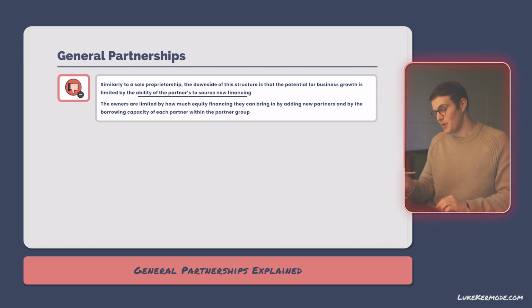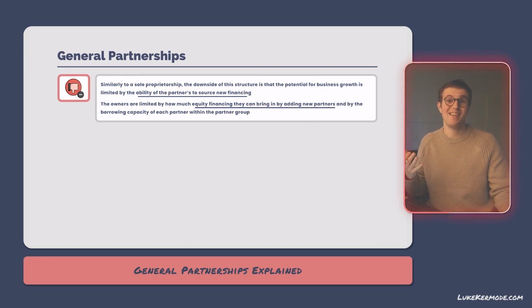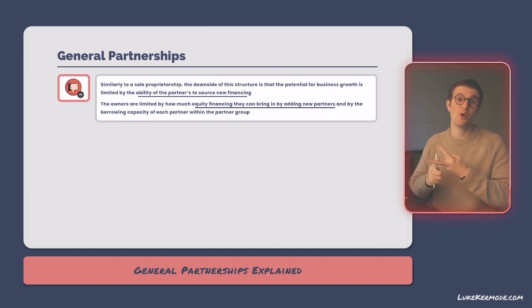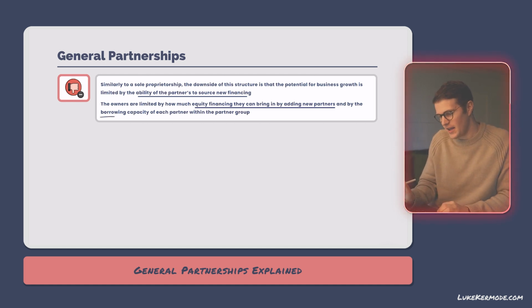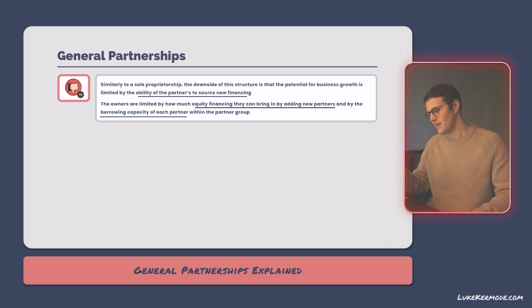The owners are limited by how much equity financing they can bring in by adding new partners, and also by the borrowing capacity of each partner. So you've basically got 2 sources of financing: equity capital from new partners, but also the personal borrowing capacity of each partner. And there's a limit to that, right? There's an upper limit to how much each individual partner can borrow from a bank. Typically, it's not that high a limit.